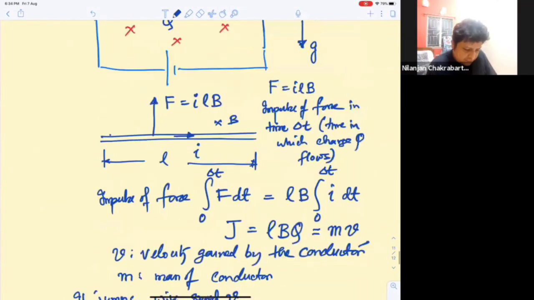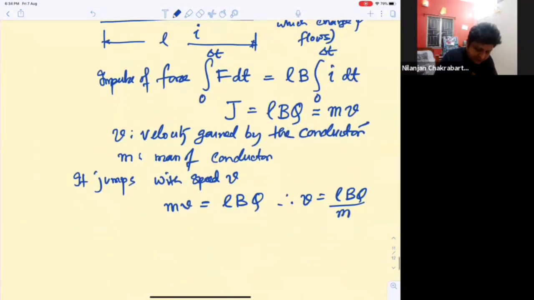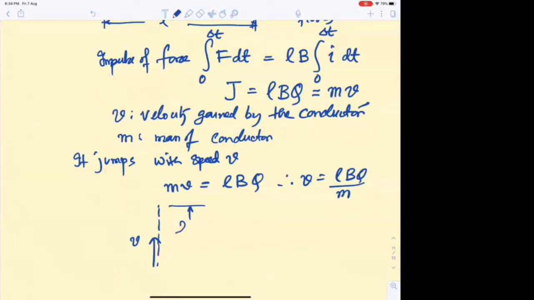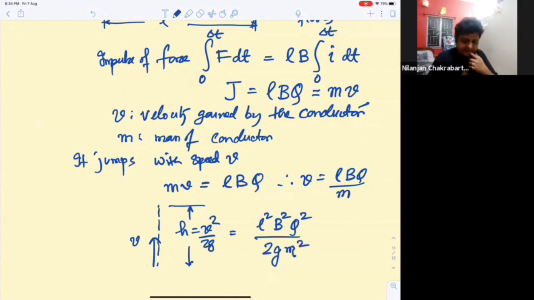Therefore you have been asked to find the height, right? If you throw a certain object, how much height will it rise? Half mv square is equal to mgh. We can apply the conservation of energy principle. So the height h is v square by 2g. Just substitute. So there is 2g multiplied by m square, right? Yeah, m square. So that is the height. This is the required height.